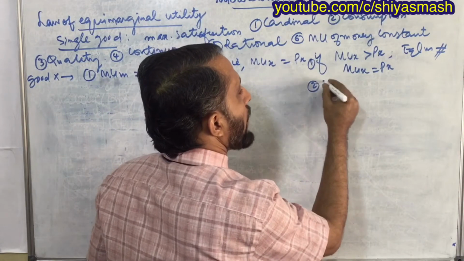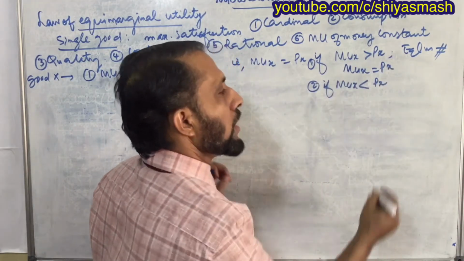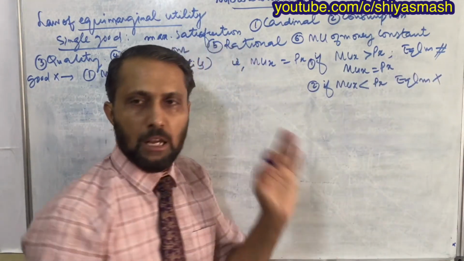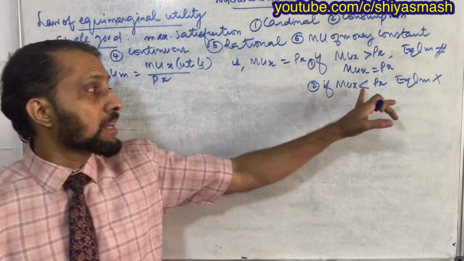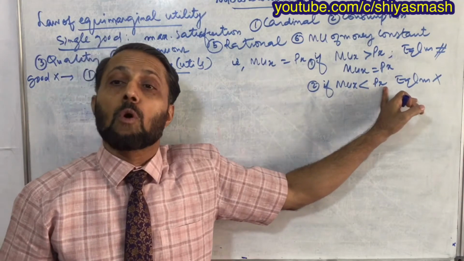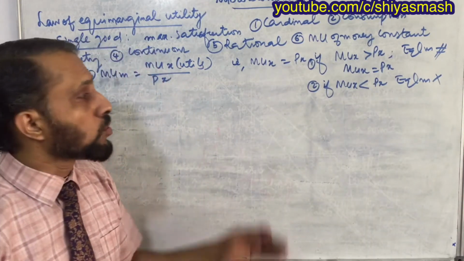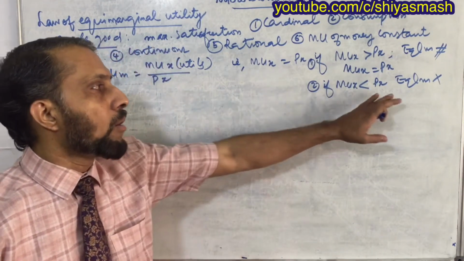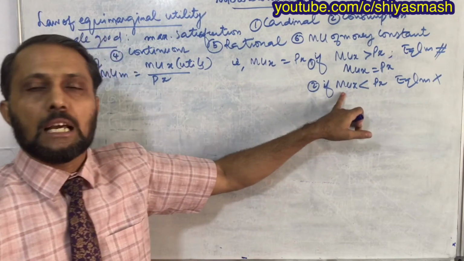Second situation: if MUx is less than Px, what happens? There is no equilibrium in the economy. Disequilibrium exists. It means he got less satisfaction than the money he spent. So what does he have to do? He has to reduce the consumption, because the amount he spent is more. More amount is spent but satisfaction is less.